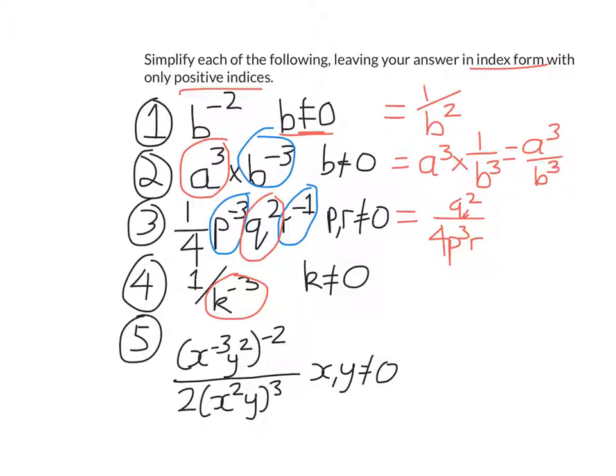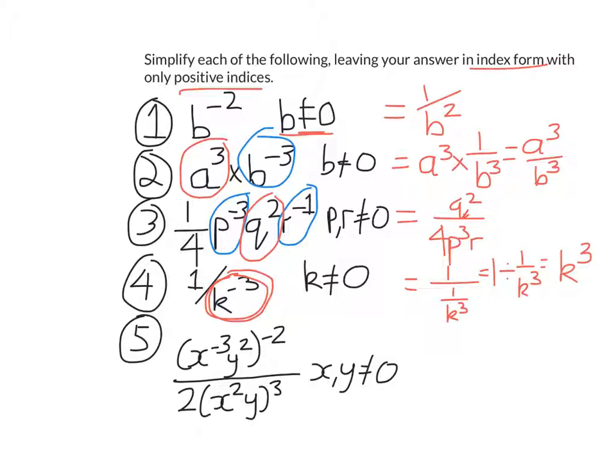Now, question 4 is a bit different because we have a negative power that's already on the bottom of the fraction. So we know that k to the power of negative 3 is 1 over k cubed. So this is 1 divided by 1 over k cubed. Remember, when you're dividing by a fraction, you can flip the second fraction and make it a times. So it's 1 times k cubed over 1. And that's, of course, just k cubed. So this leads us to another discovery. Because of how negative indices work, if you have a negative power that's already on the bottom of a fraction, you can move it to the top of the fraction with a positive power.